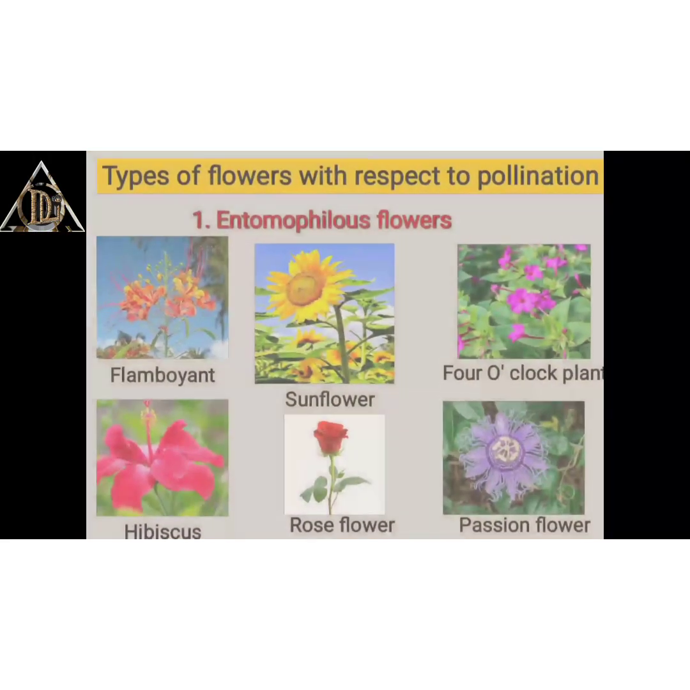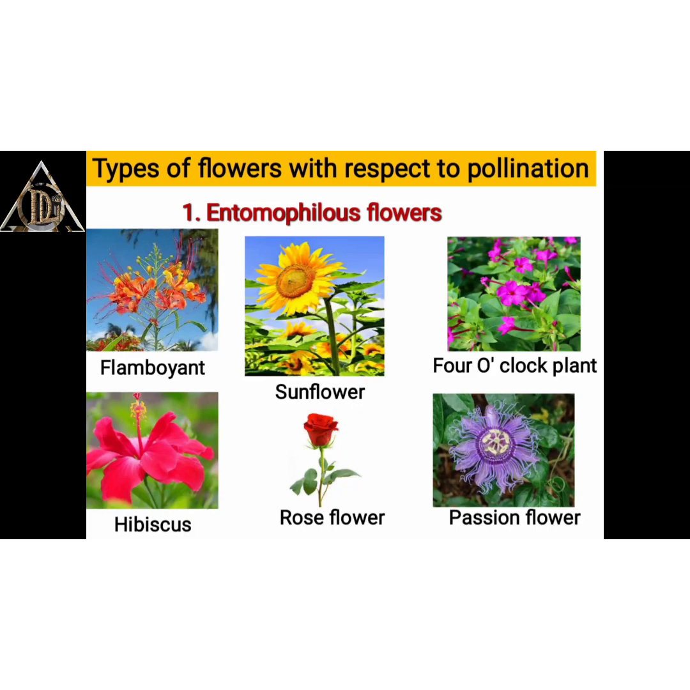Now we will be considering types of flowers with respect to pollination. Number one, we have entomophilous flowers. Examples of such flowers are flamboyant, sunflower, 4 o'clock plant, hibiscus, rose flower, passion flower, and others.